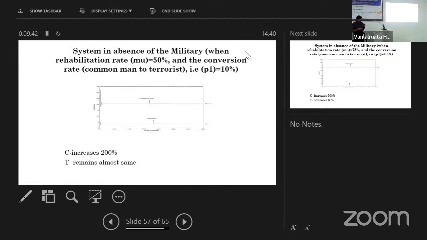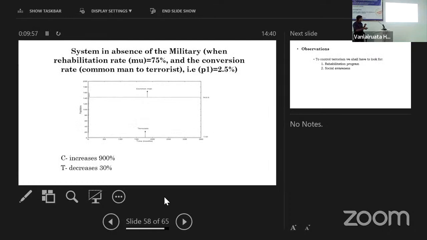Now I have started my realization program. In that case, P is the same, the person common magnitude period. C increases 200% and T remains almost the same. Now if I again increase my realization program, suppose mu is 75% and the conversion is 0.25%, C increases 900% and T increases 30%.